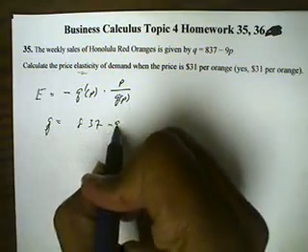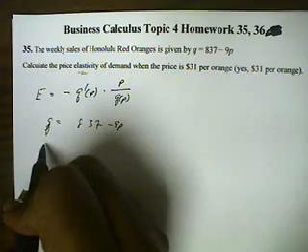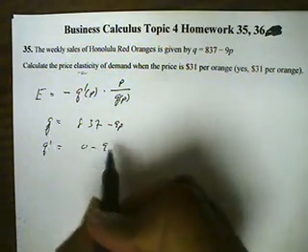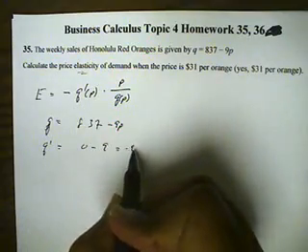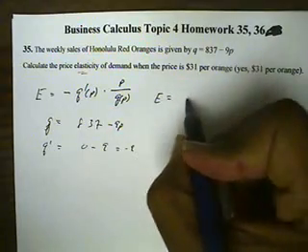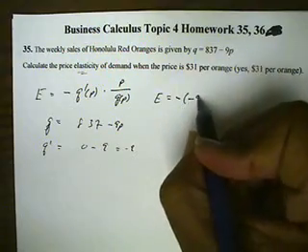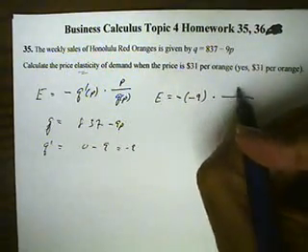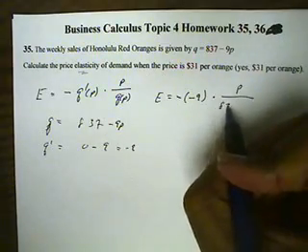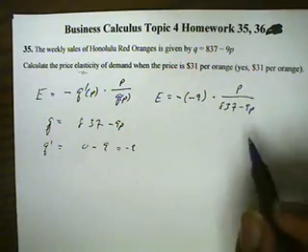837 minus 9P. The derivative of the demand function will be 0 minus 9, or minus 9. So we'll put those two in there. Okay, so the negative is here, and the derivative of the demand function is negative 9 times price, which is the letter P, and then the demand function, which is 837 minus 9P. Okay, so everything's in here.